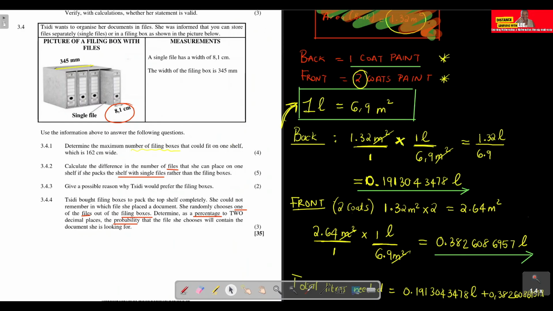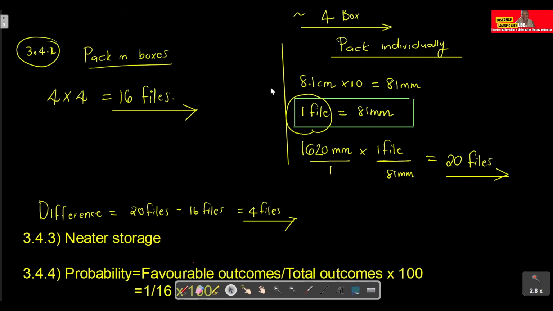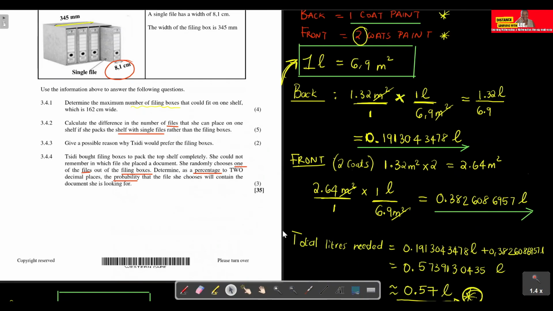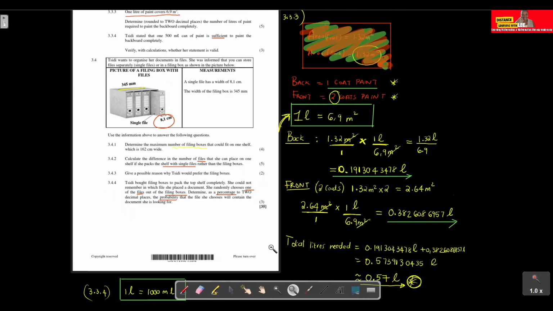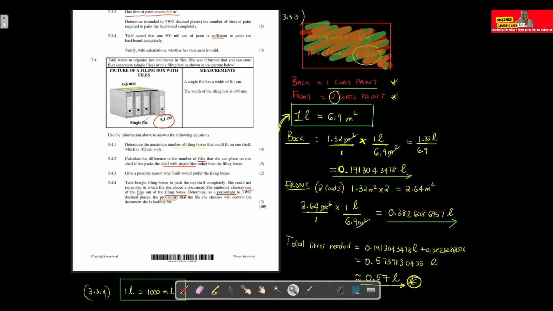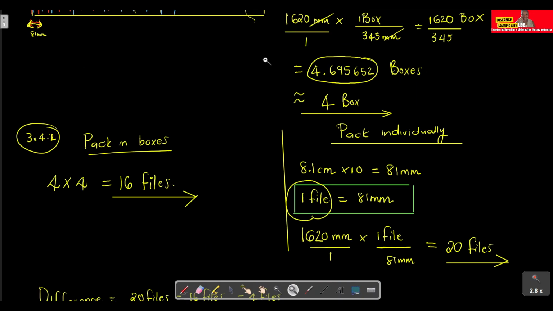All right, and then that is it. We are done with question 3, guys. I hope I managed to explain all those concepts for you guys in a way that is clear for you to understand. Okay, so now we're going to be looking at question number 4.